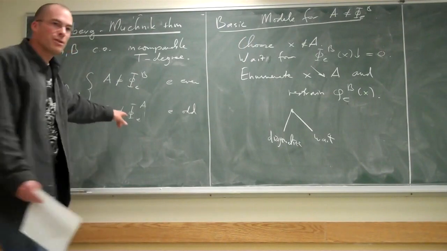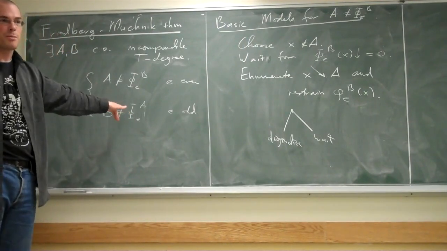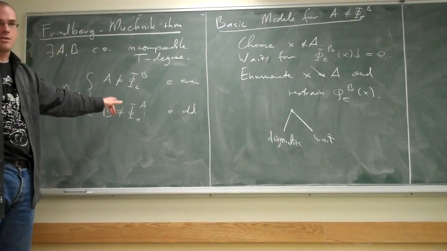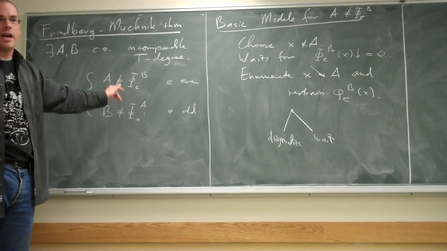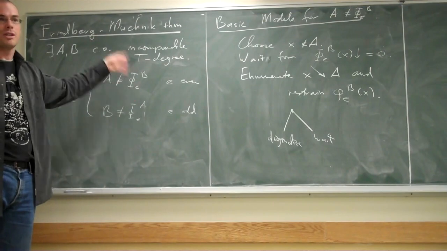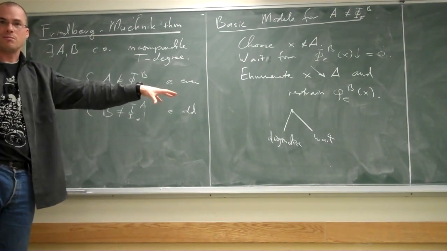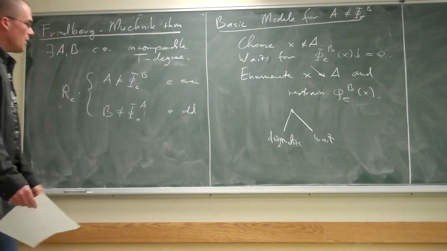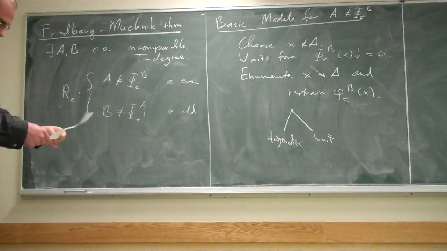For the other requirement, of course, exactly the same happens, but now you pick your witness x in B, and if you ever see phi of A converge to 0, then you restrain A for a while.